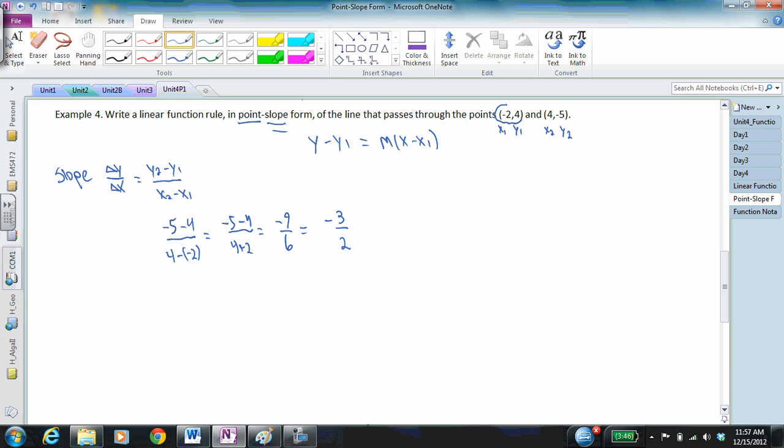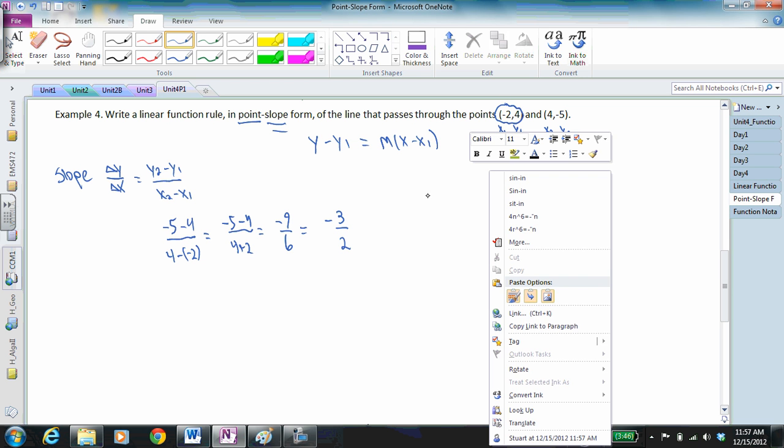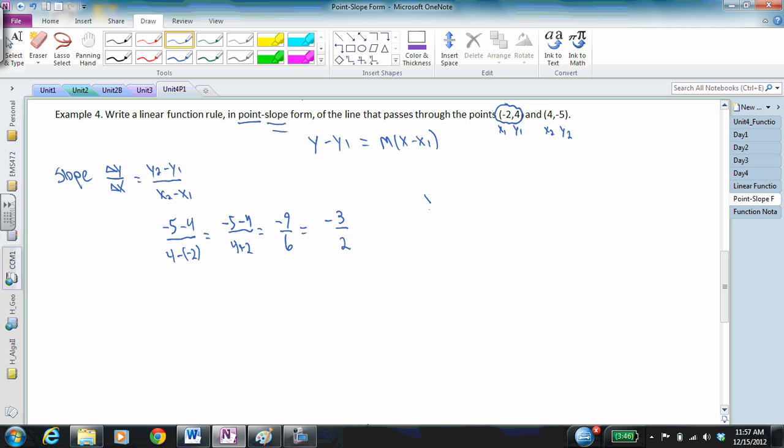I'm going to pick this point first, and I can write the rule as y minus 4 equals -3/2, the slope, times x minus -2, which again becomes plus 2. I could have also chosen the other point, and the rule would have looked this way. It would be y minus -5, which becomes y plus 5, equals the slope, -3/2, times x minus 4. And if you solved each of these function rules for y to get slope-intercept form, you would see that they're exactly the same.